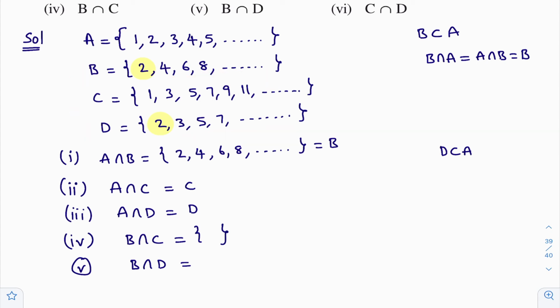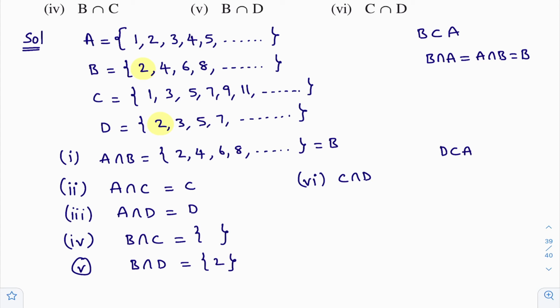2 is the only element which is even as well as prime. So when we do B intersection D, what is the common element in both? 2 is the common element in both. Okay, now we'll go to the sixth bit. What is the sixth bit? The sixth bit is C intersection D.